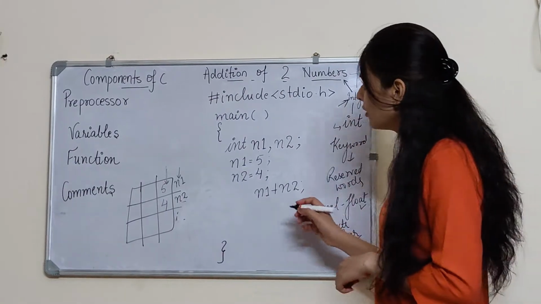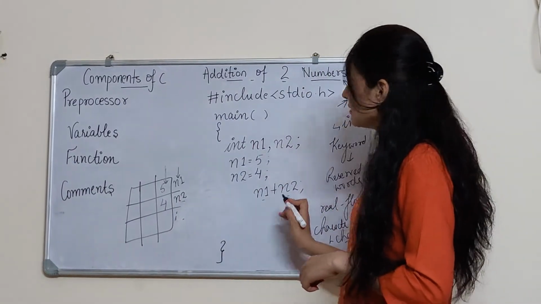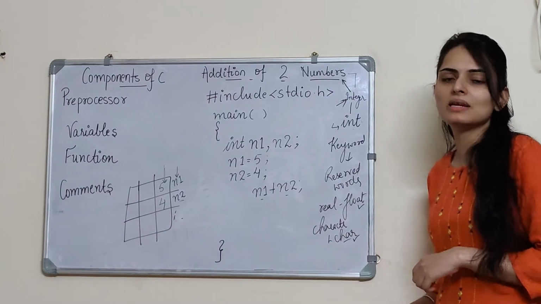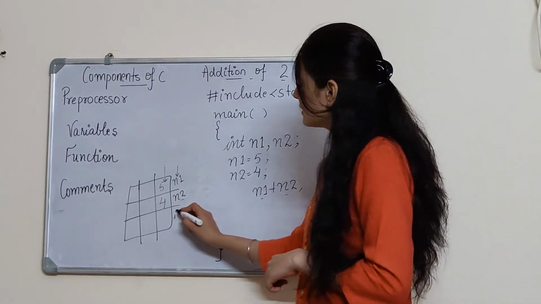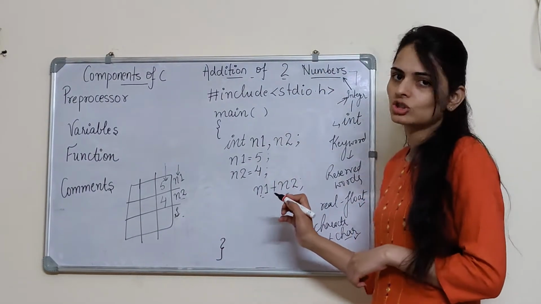Now what else should I do? I need to store this addition in one more memory cell, and suppose I need to memorize this addition also.